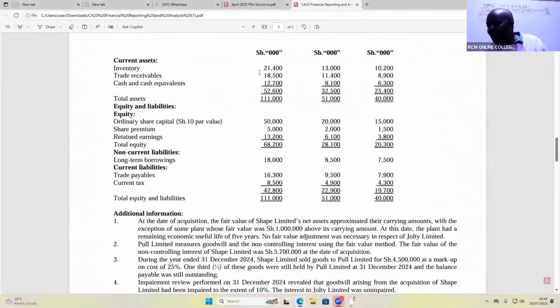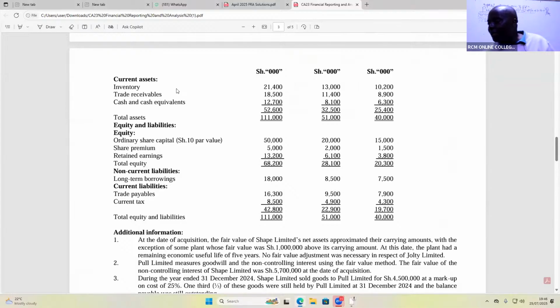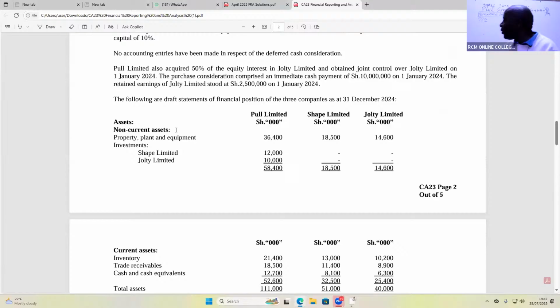Great. So come here, ladies and gentlemen. Now we are consolidating. Please, if it's PPE, you are taking the parent, which is Pool, 36,400. So you say PPE is 36,400 plus, in this case, ladies and gentlemen, Shape. Shape is 18,500. Shape is the subsidiary. You can't say plus Jollity figure. Jollity figure is not a cousin.